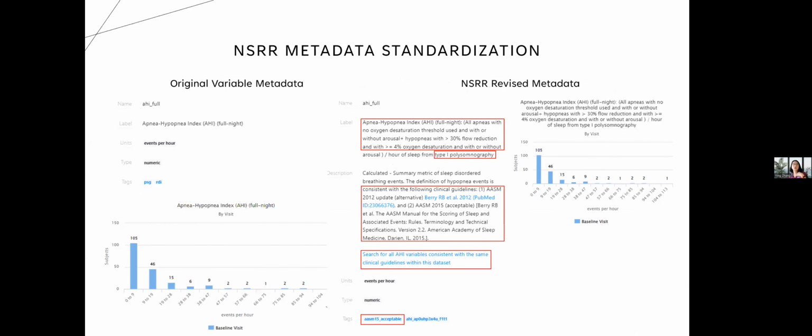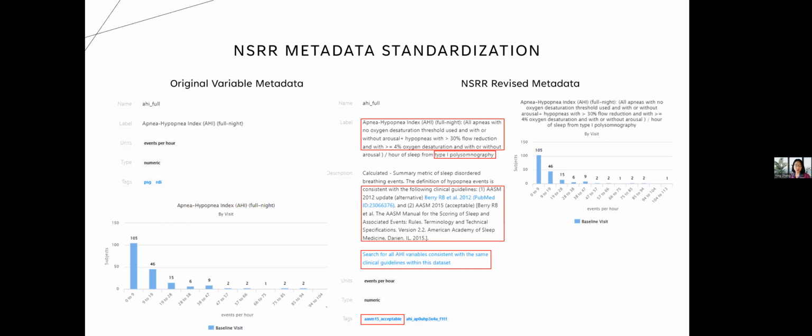And then here's an example of the kind of metadata standardization we do. The original variable metadata is very simple: minimum apnea-hypopnea index. After our revision, first of all, we include how the apneas and hypopneas events were scored. So we have how much flow reduction, the percentage oxygen saturation threshold, and whether or not arousal is accounted for. And then we also pulled information from the study manual regarding what type of polysomnography test it is, type 1, 2, or 3. And then in the description, we also try to map that AHI to the closest AASM guideline, and we include the reference to that guideline version.